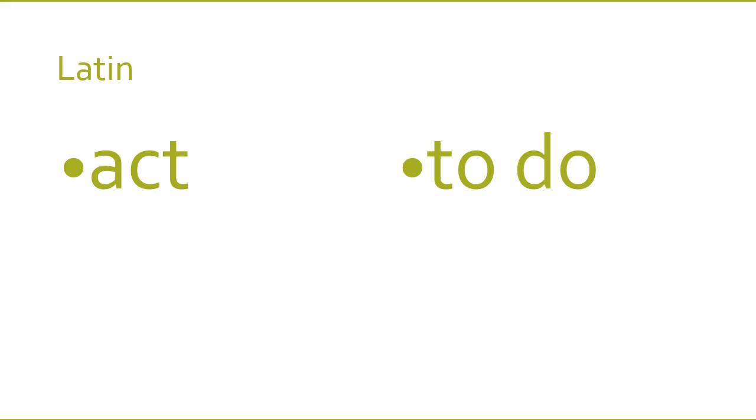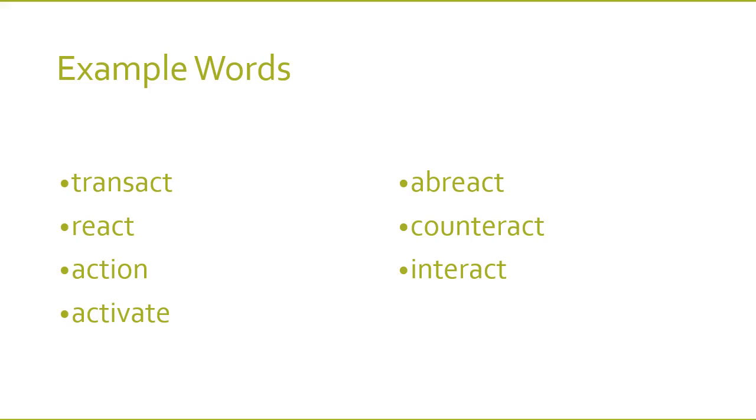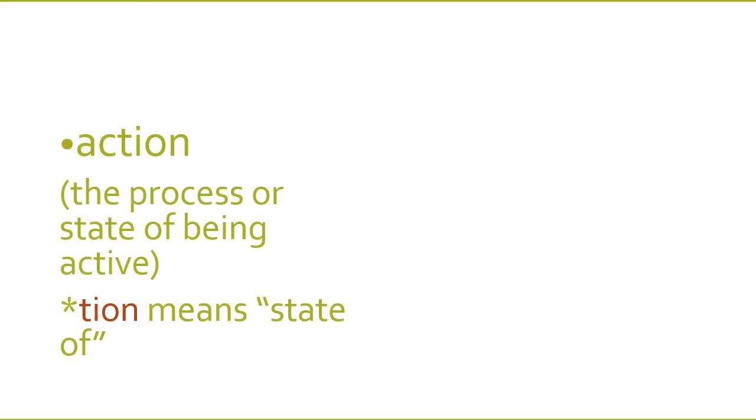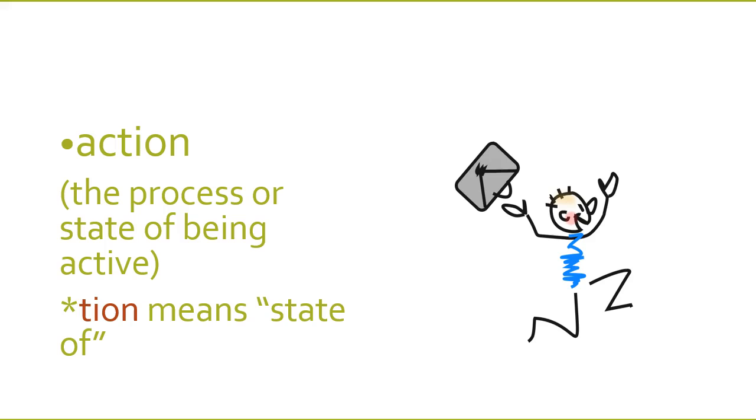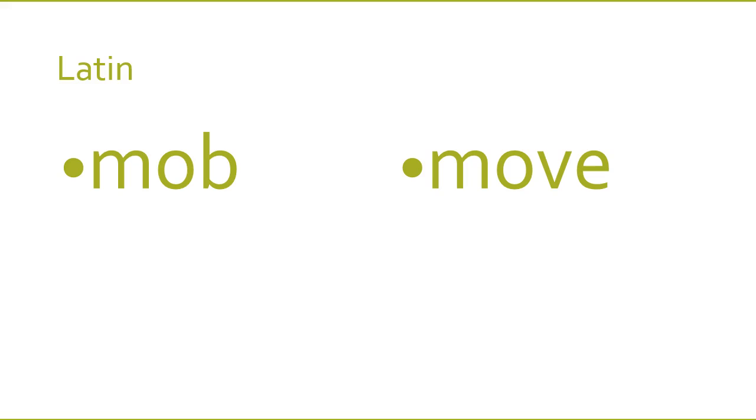Another stem that means to do is the word act. This is where we get our words like act, transact, react, and action. Tion means state of. So when you say the word action, what you're really saying is this is the state of being active. It means exactly what you would think it means.